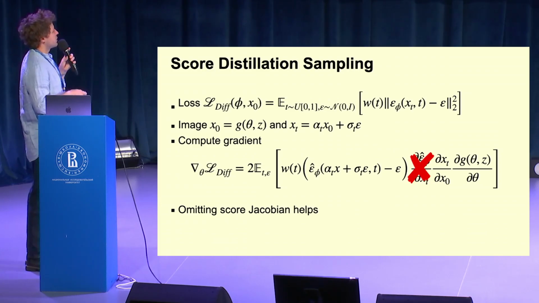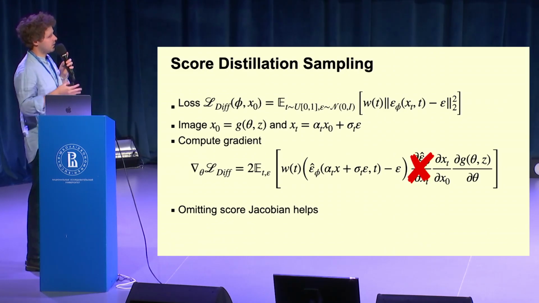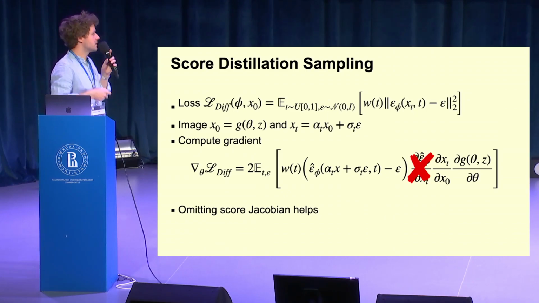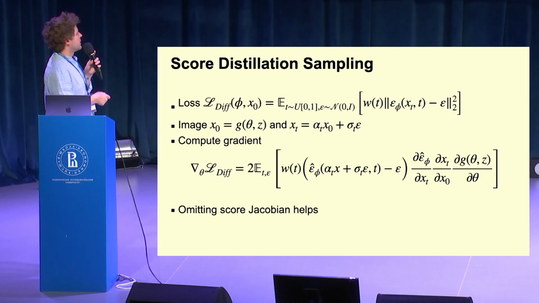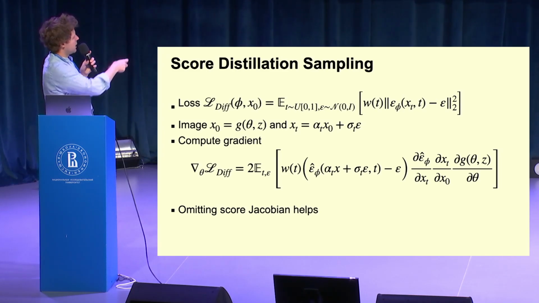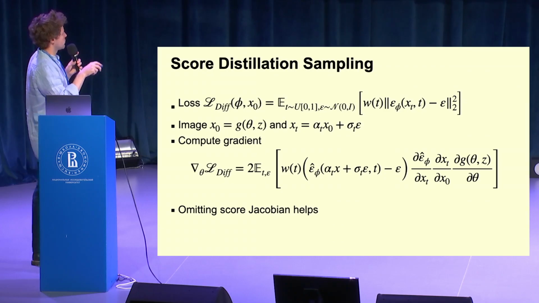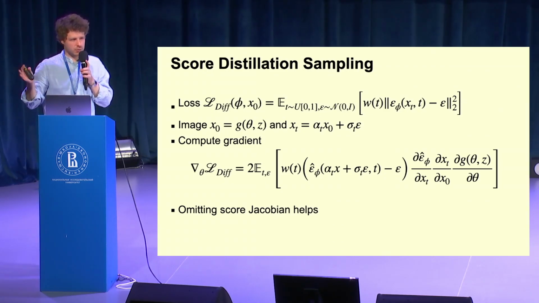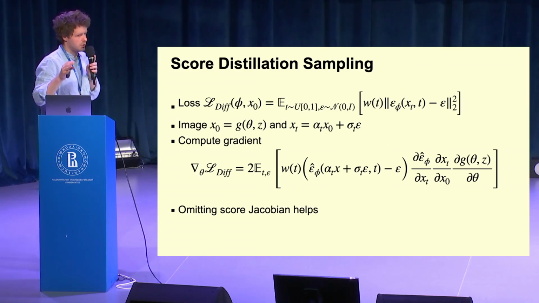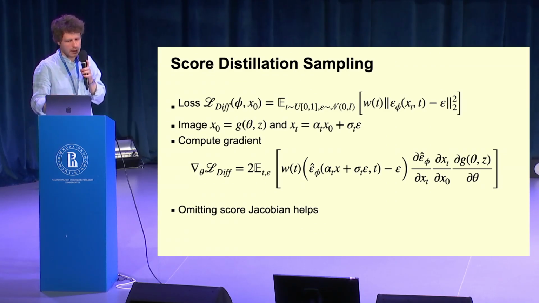So when we differentiate the mean squared error, we end up with a difference. And then we differentiate our UNet with respect to its arguments, and then we differentiate the arguments with respect to their arguments, and end up with an expression containing the Jacobian of UNet, epsilon hat, the Jacobian of the noised image with respect to the original image, and the Jacobian of our rendering algorithm.